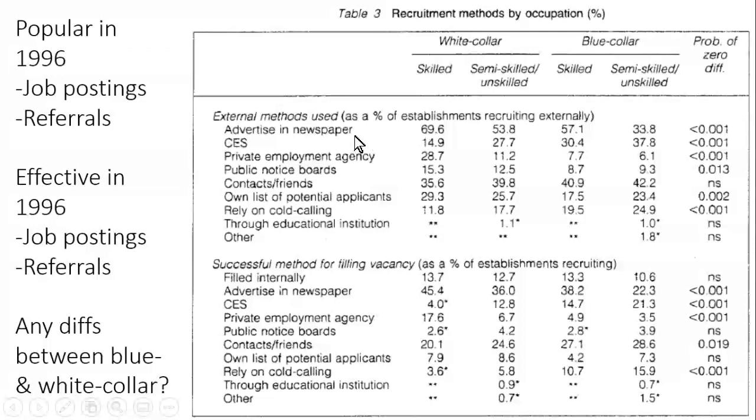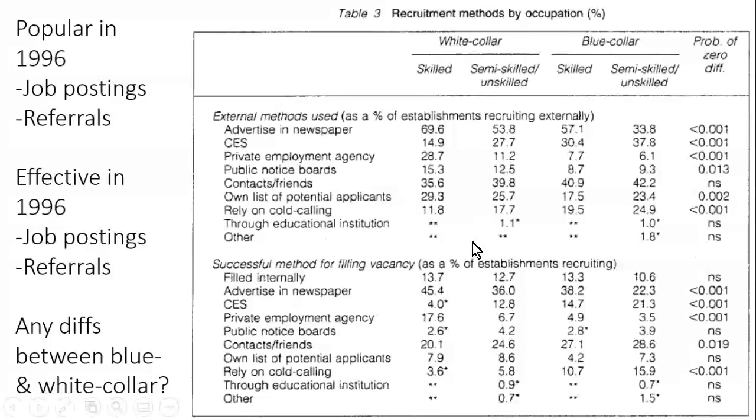Back then it was in newspapers, but by and large, it still is the most popular, whether it's on Seek now or LinkedIn. Job postings are fairly popular. As were referrals, so from contacts and friends or from your own list of potential applicants, which may in some cases be employees of your competitors.